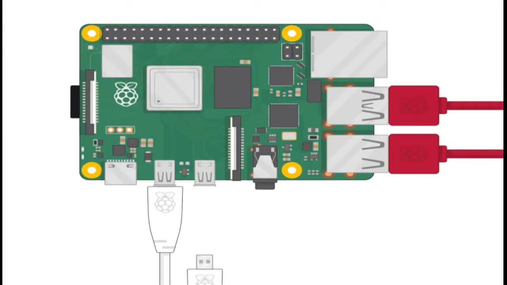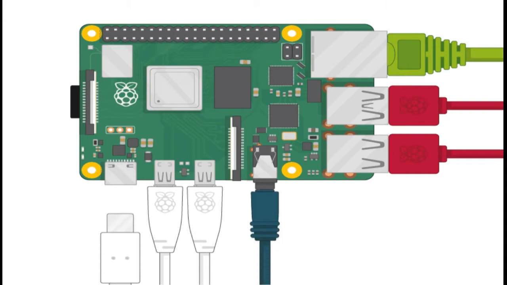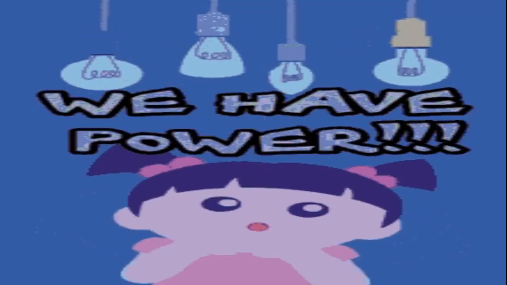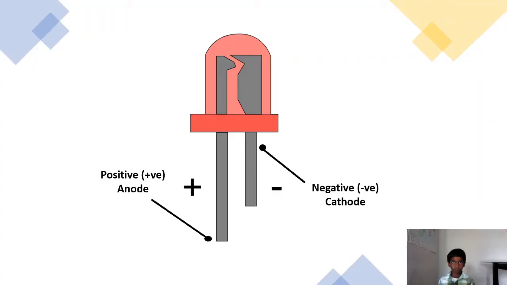When you're in the dark and you want to see, you need electricity. Hi guys, today we're going to make a simple circuit using an LED. What is an LED? An LED is a light emitting diode.